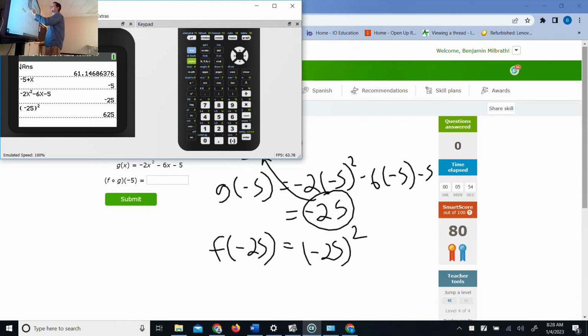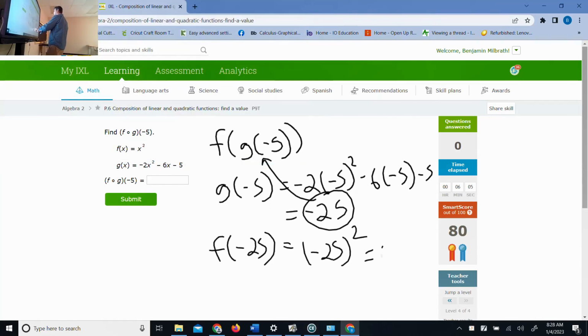Now, what a lot of kids do is they don't worry about the parentheses and never really write that down, even though they know that a negative squared is positive. But the correct answer is 625. So make sure you know how to use your technology if you're relying on technology. And that is IXL P6. Not a bad lesson. It shouldn't take you more than 10 minutes. It really should not.